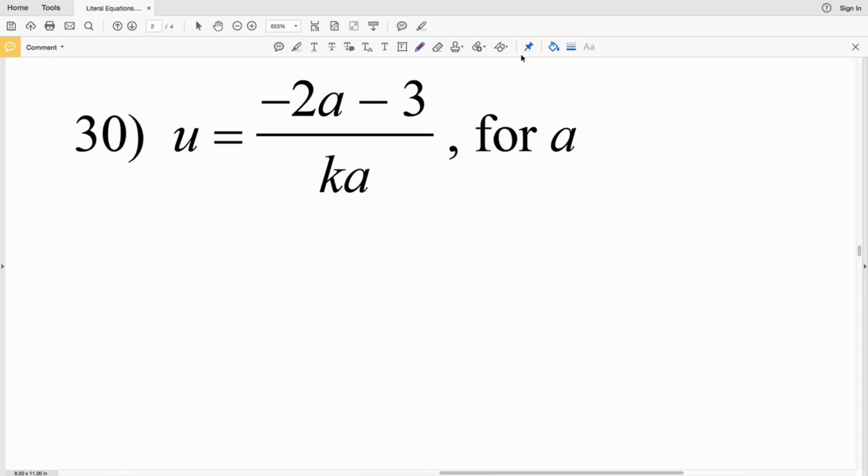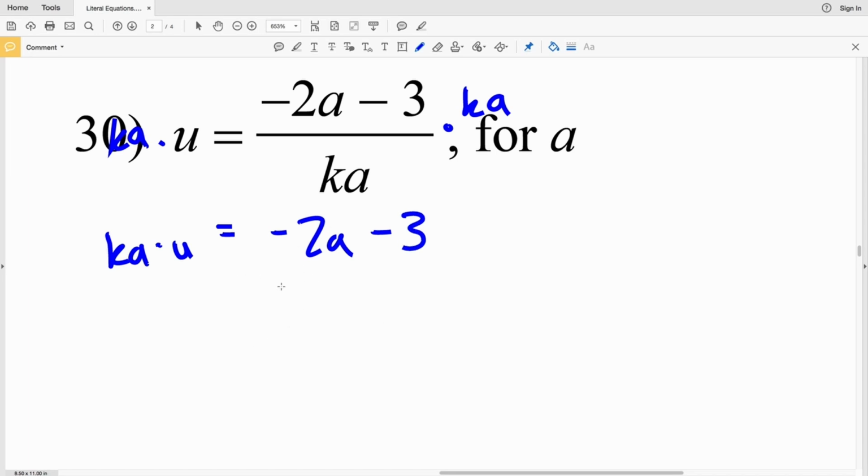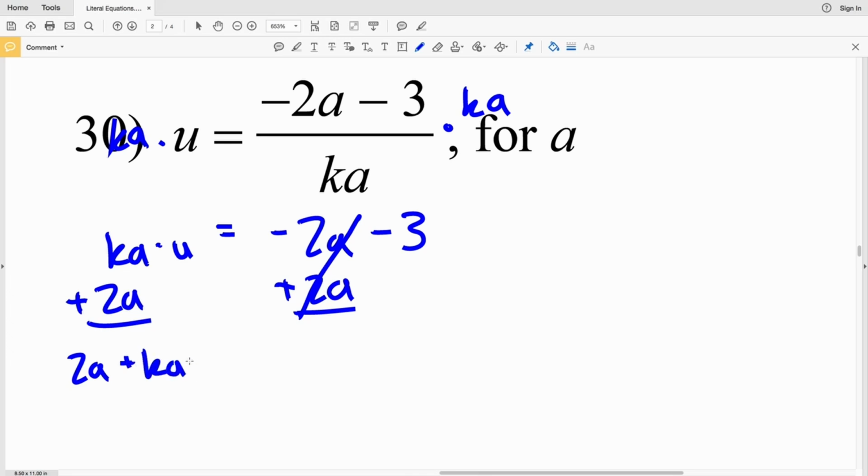And lastly, number 30. We're solving for a, so we're going to start by multiplying by ka. Whatever we do to the right, we have to do to the left. So we'll have ka times u equal to negative 2a minus 3. Then I'm going to add 2a to both sides. So we'll have 2a plus kau, so k times a times u, equals a negative 3.